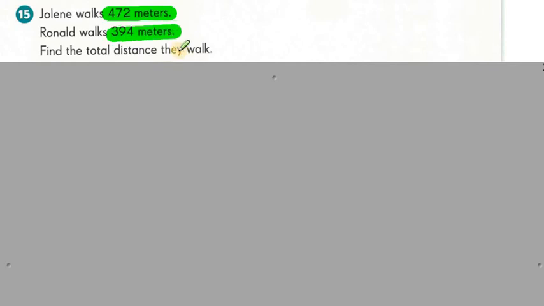And now I want to figure out what mathematical action I need to take. I see that it's saying find the total distance they walk. So total is telling me something about these numbers. It's telling me that it wants me to put the numbers together. Total almost always means add. And what are we measuring? We're measuring the distance they walk. And in this case, we're measuring in meters.